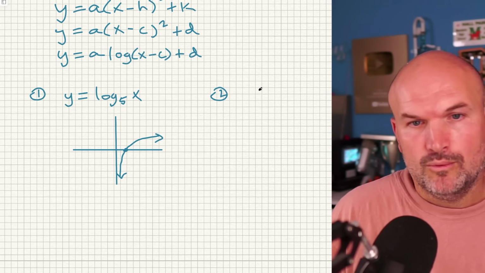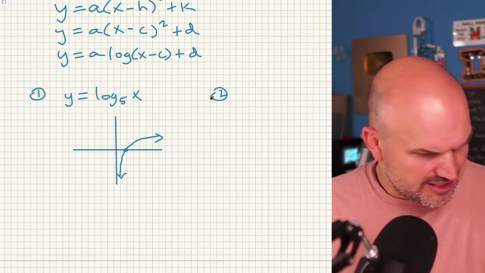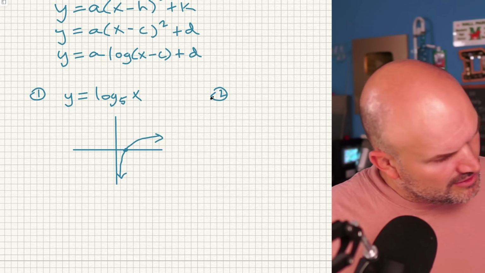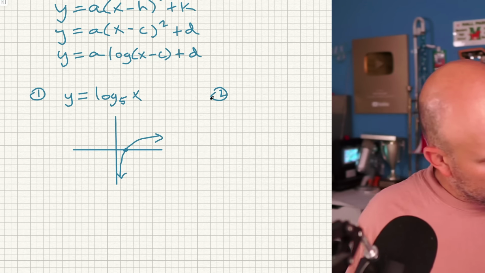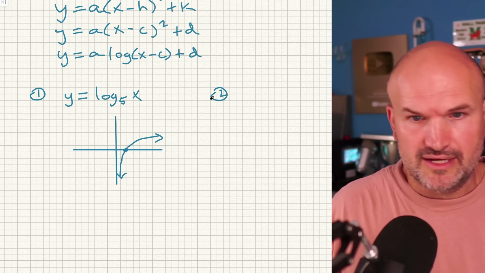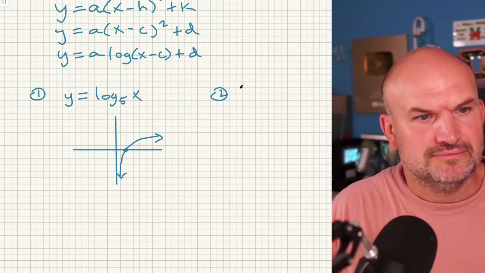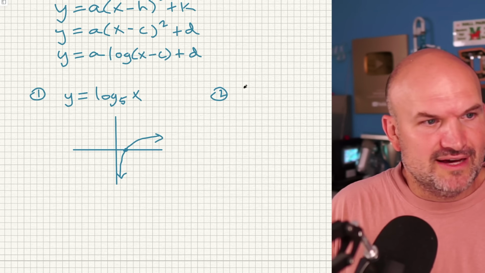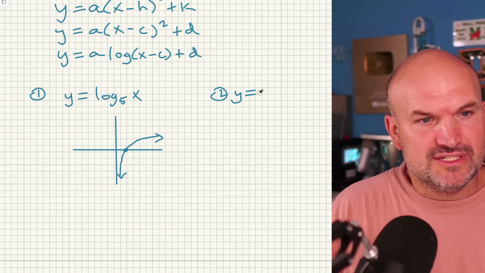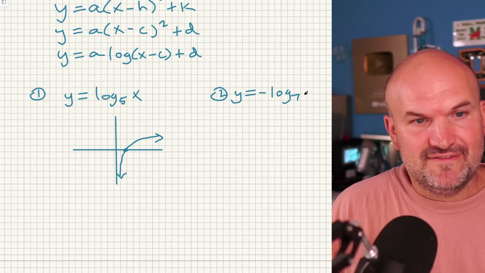Let's go and look at another one. What about if I had, oh, actually, did I write that? I wrote that one down wrong. Where is that? Oh, that was a negative 7. There you go. Okay. What about if I have y equals negative log base 7 of x?